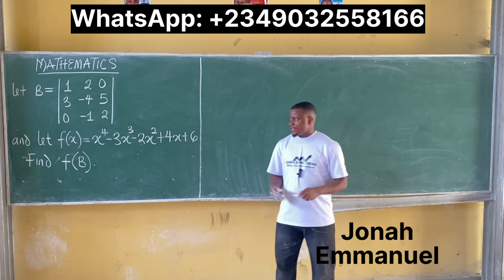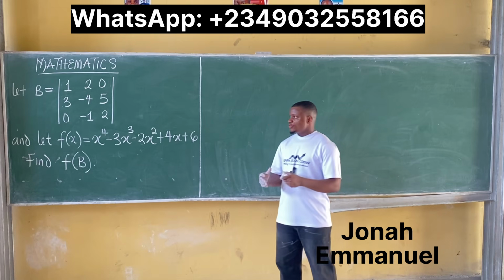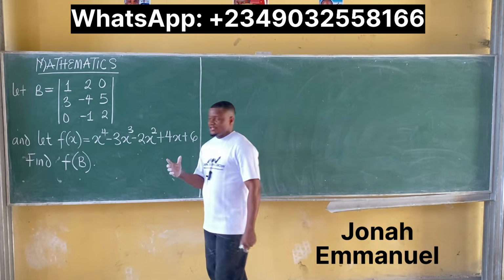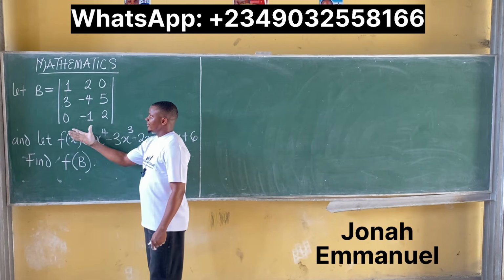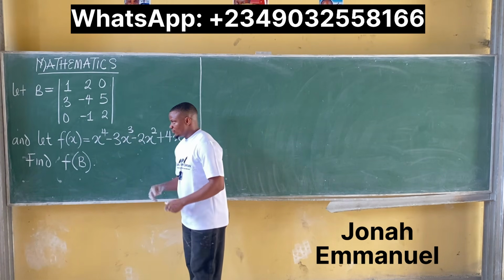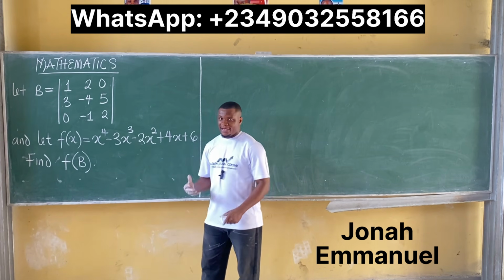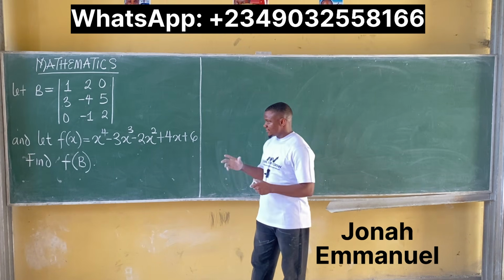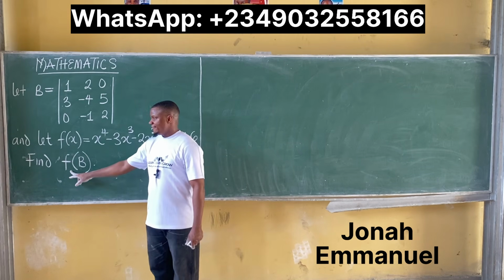All right, so let's look at this mathematics question on functions that involves the use of the concept of matrices and determinants. The question says if a matrix B is equal to 1, 2, 0, 3, minus 4, 5, 0, minus 1, 2, and let f of x be given by x to the power 4 minus 3x cubed minus 2x squared plus 4x plus 6.